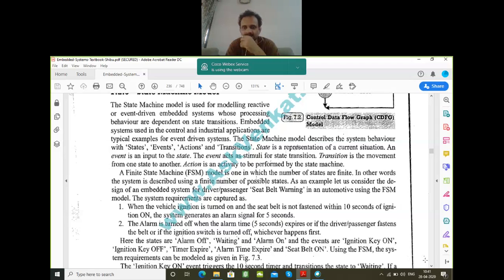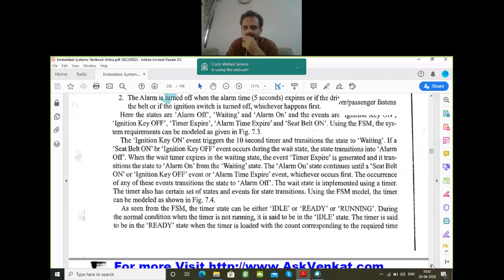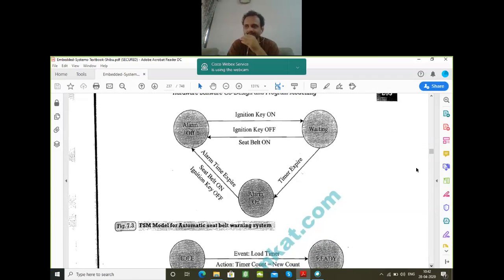So what are the states? Alarm off, waiting, alarm on. Three states are there. And the events: ignition on, ignition off, time expire, alarm time expire, and seat belt on. These are the events. Using all these events and states, we can model the finite state machine. So we have the diagram for the finite state machine. Let us look at the diagram.